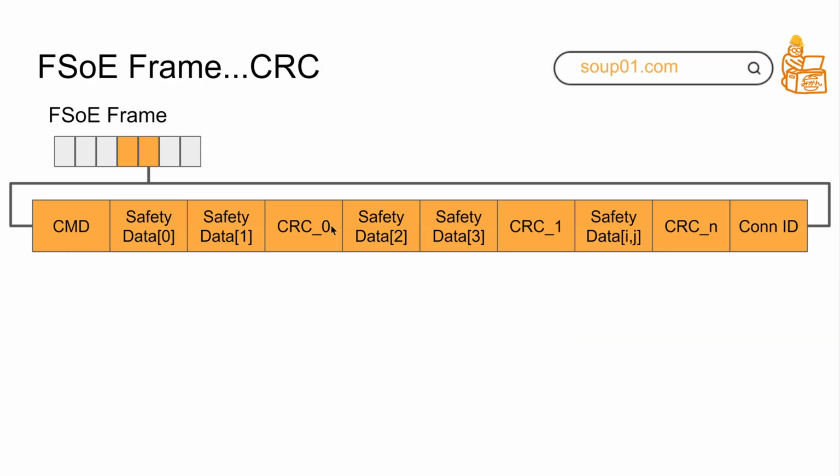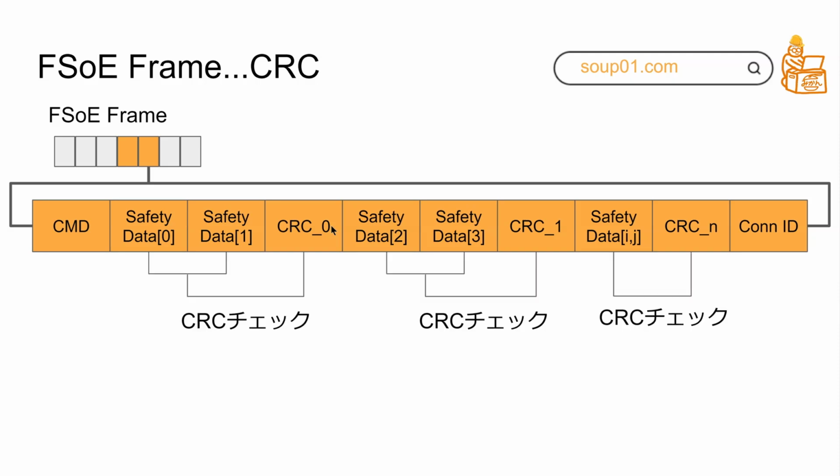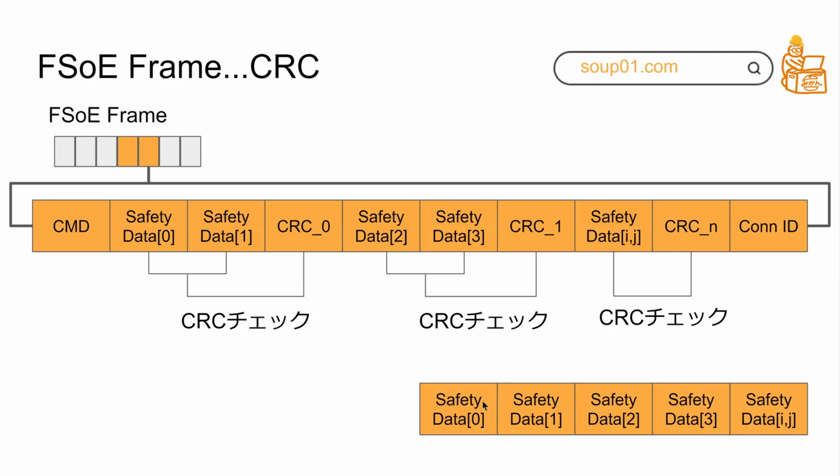And then we have the CRC. The CRC is a feature to check whether the safety data is okay or not, if it's broken or not. You can imagine it like this. For every 2 bytes, you have 1 CRC check. So as you see here, and then finally safety 0, 1, 2, 3, 4, and so on.